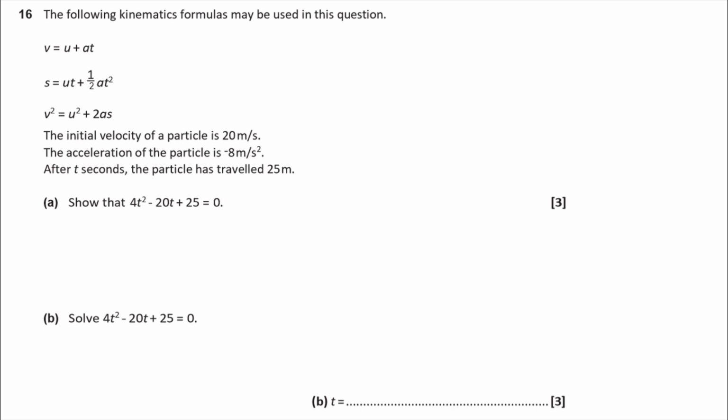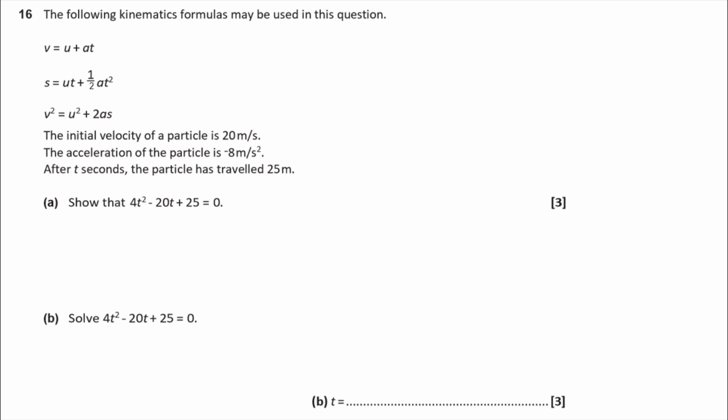So the initial velocity of a particle is 20 meters per second. The acceleration of the particle is minus 8 meters per second squared. And after t seconds, the particle has travelled 25 meters. Show that 4t squared minus 20t is equal to 25.